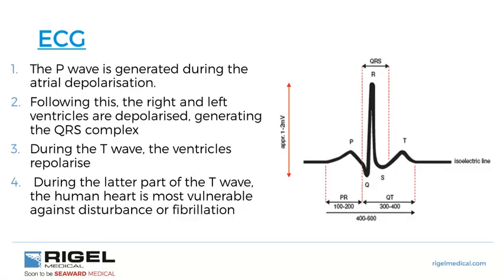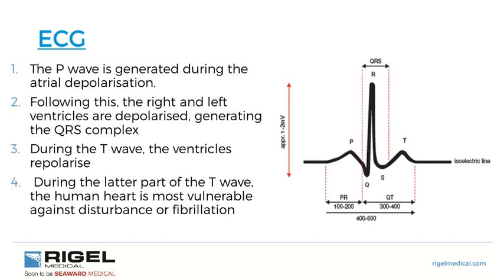ECG. So there's a picture of the QRS complex, and with the complex we have the P wave, which is generated during the atrial depolarization, which is the contraction of the muscle. Following this, the right and left ventricles are depolarized, again they contract. That generates the QRS complex.